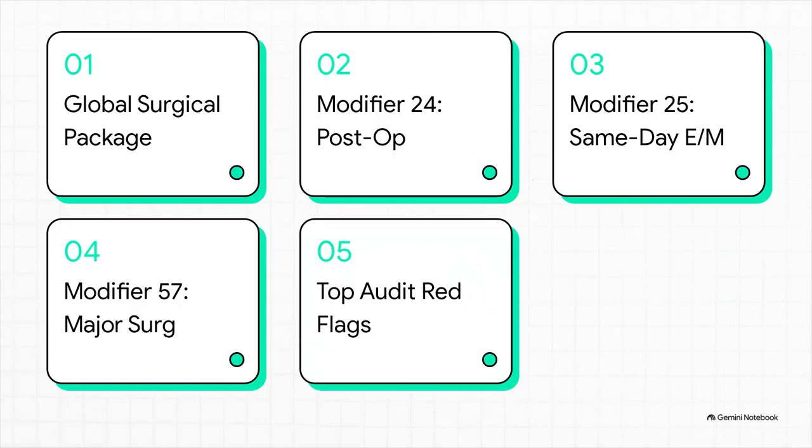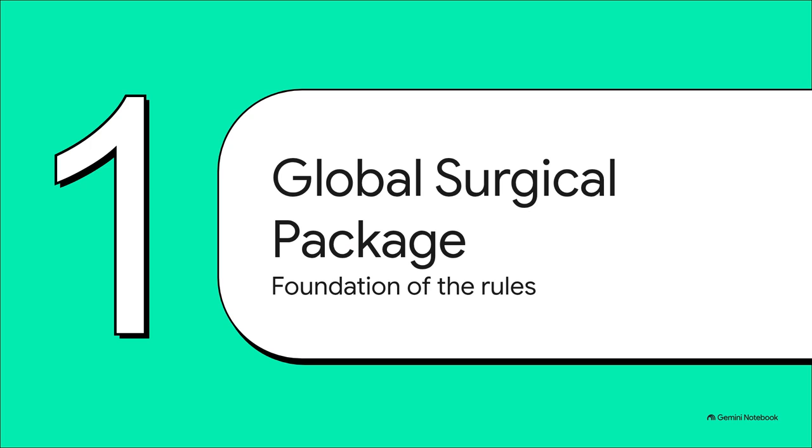So, here's our playbook for today's explainer. First, the global surgical package, then modifier 24 for unrelated post-op, modifier 25 for same-day E&M, modifier 57 for major surgery decision, and finally, we'll wrap up with the top audit red flags. Let's dive in. Section 1, the global surgical package.